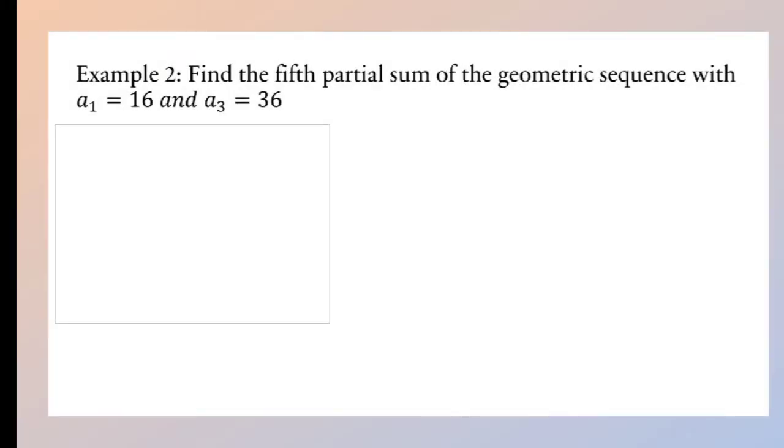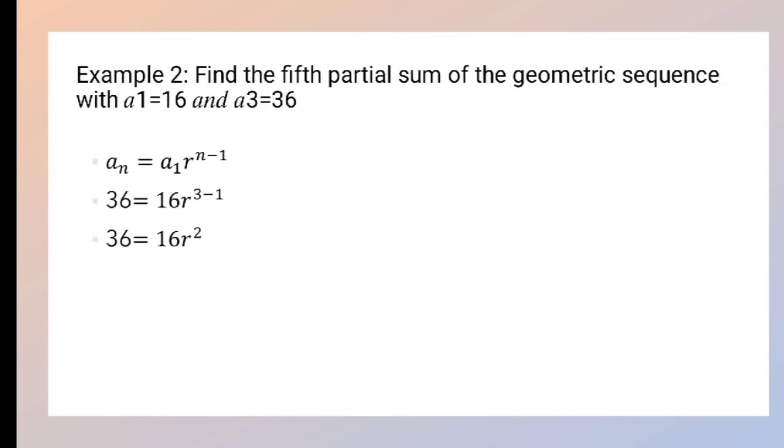Example 2 has a different situation. In this situation, where the first term and the last term are given, we will find first the common ratio. We just assume that A3 is the last term. In finding the common ratio, we will use the general formula for the geometric sequence, which is a sub n is equal to a sub 1 multiplied by r raised to n minus 1. Substitute the values given. 36 will serve as the last term.